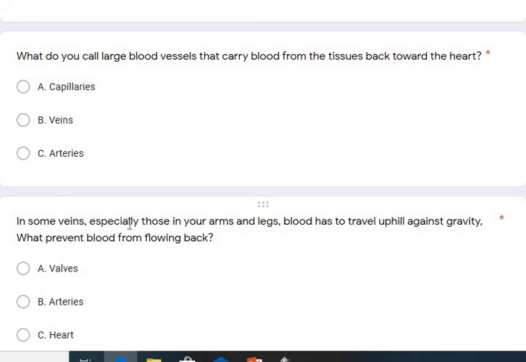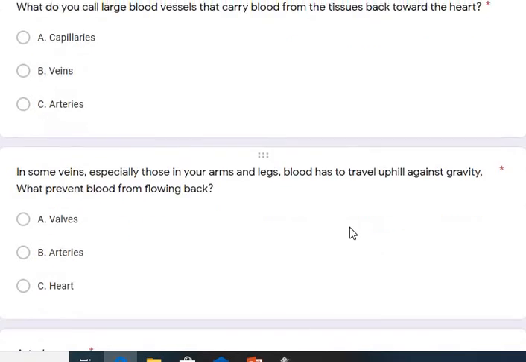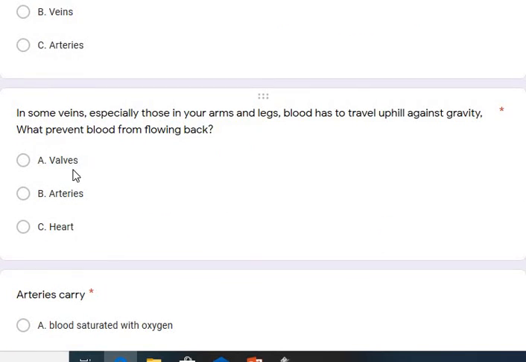In some veins, especially those in your arms and legs, the peripheral parts, blood has to travel uphill. So how is it prevented from flowing back? Because there are valves between these veins which close when the blood is pumped up.